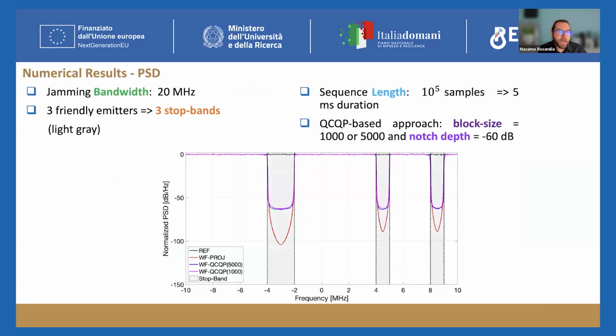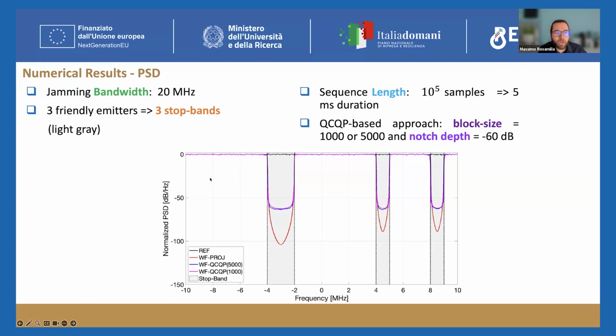Okay, it's now time to discuss some numerical results for this application, and we considered a jamming bandwidth of 20 MHz, and we assumed the presence of 3 friendly emitters. This figure reports the normalized PSD of the several waveforms, and you can see 3 light gray rectangles, which denote the stop bands. For the synthesis of the jamming waveform, we considered a sequence length of 10 to the 5 samples, which means a 5 millisecond waveform signal.